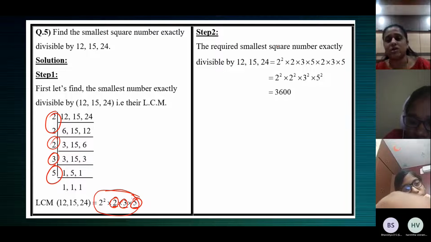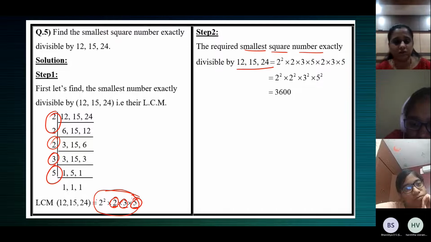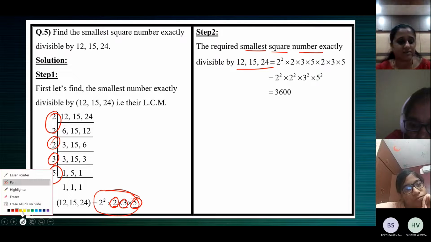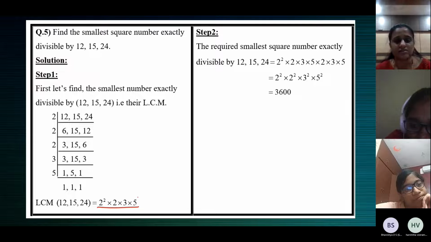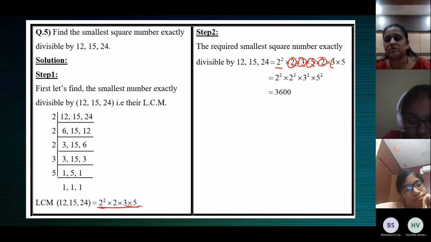So the required smallest square number exactly divisible by these numbers is equal to, write these numbers as they are: 2 square, 2, 3, 5. Now you need another 2, another 3 and another 5.